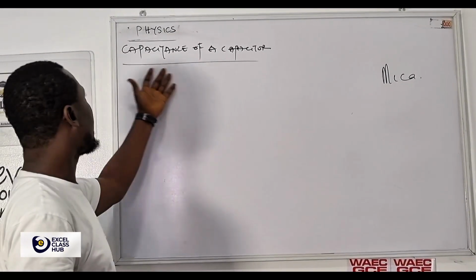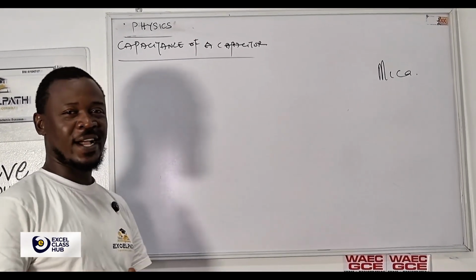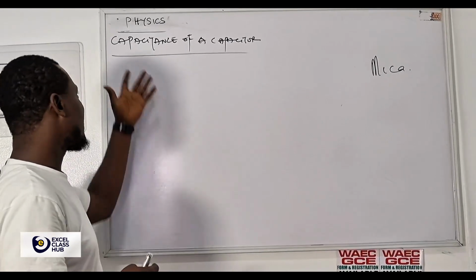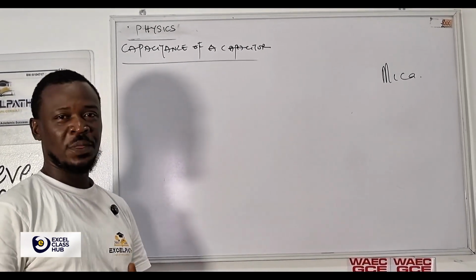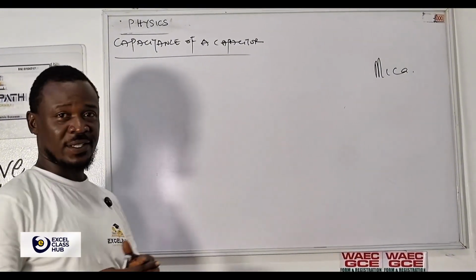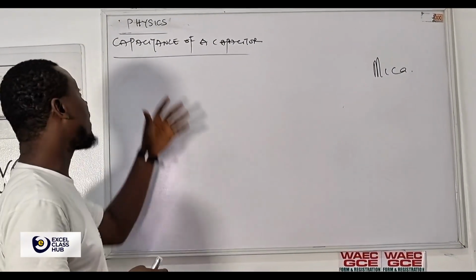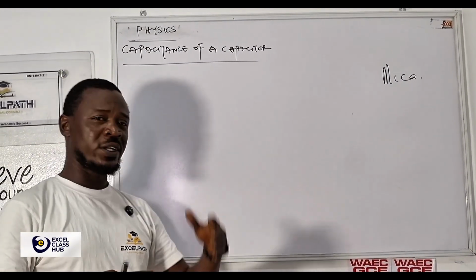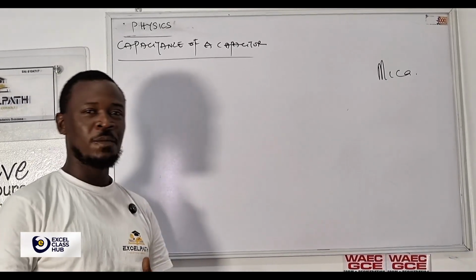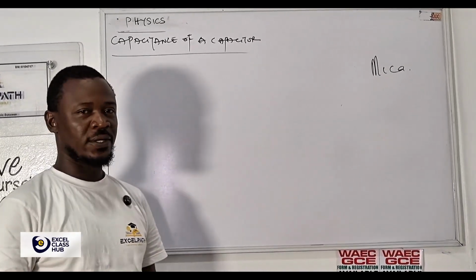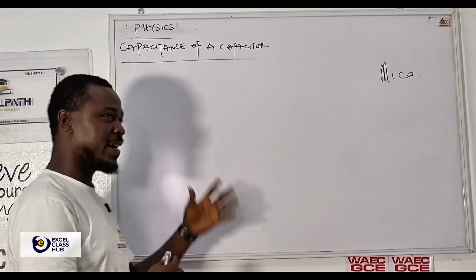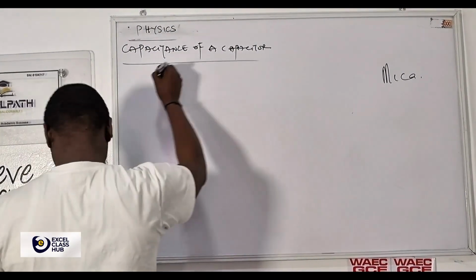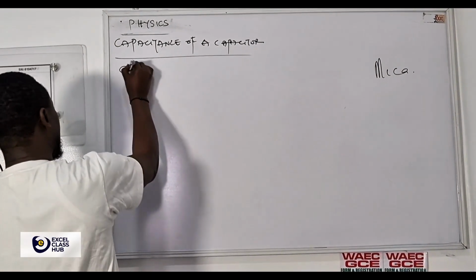But coming back to the capacitance of a capacitor. What is the capacitance of a capacitor? For any formula in physics, we get to it through a definition or a law. I can use a definition to get my formula, and at the same time, I can use a law to get my formula. Capacitance of a capacitor can be defined.